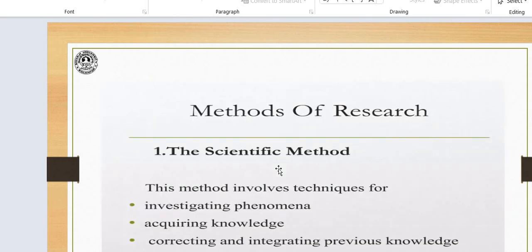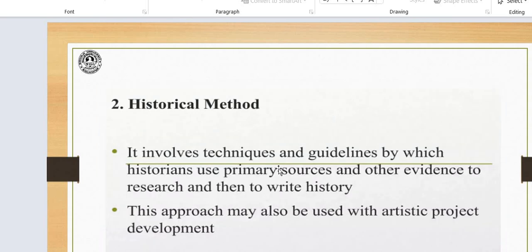Then, methods of research. The scientific method is the first method of research. These methods involve techniques for investigating phenomena, acquiring knowledge, and correcting and investigating previous knowledge. Then the historical method, the second method of research. It involves the techniques and guidelines by which historians use primary sources and other evidence to research and then write history. This approach may also be used with artistic project development.